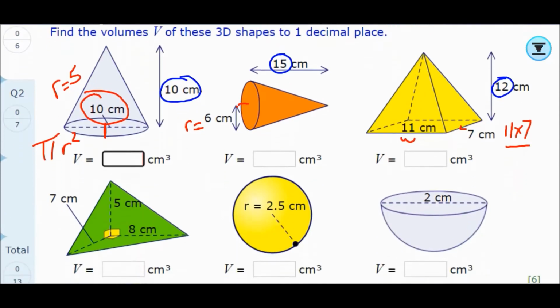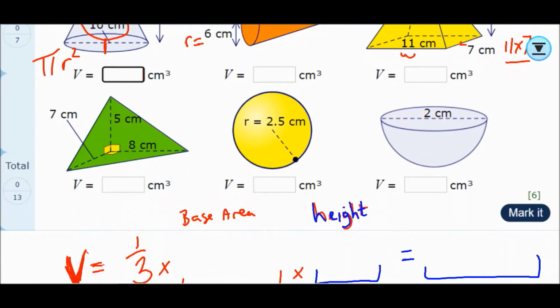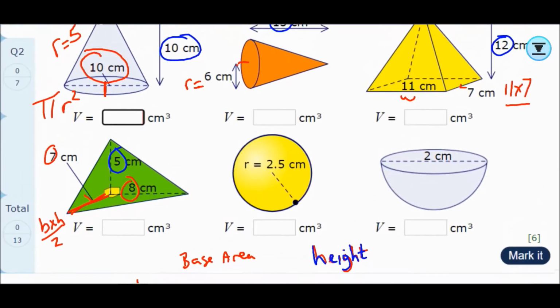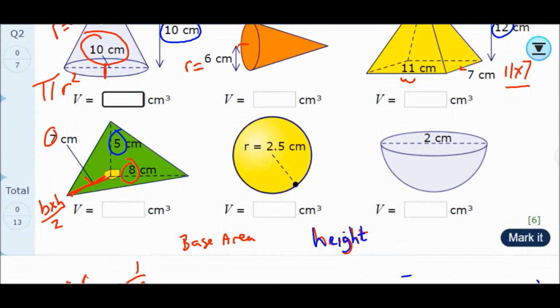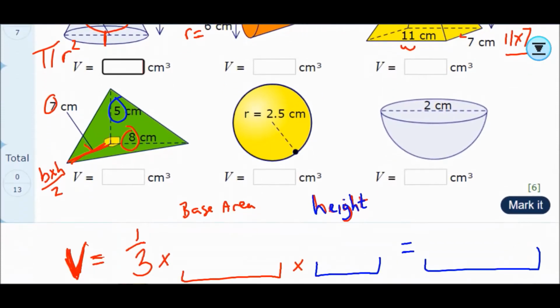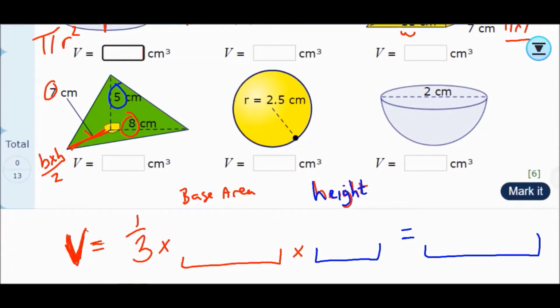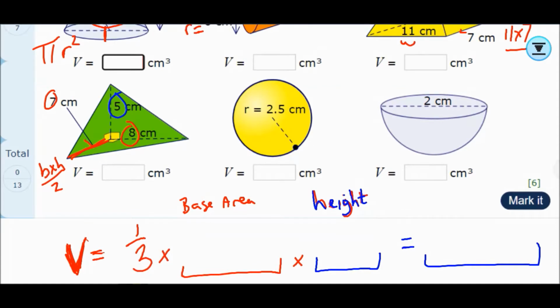Looking at the triangular based pyramid, this one we can see is 7. Remember on this one it's base times height divided by 2 to find the area. So I've got the measurements that I need to work out the base, and again I've got my vertical height on there as 5. So let's have a look at those 4 for a start. We're going to use this formula here, and we're just going to sub in the values that we need.